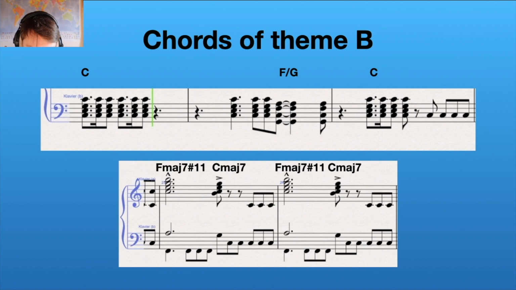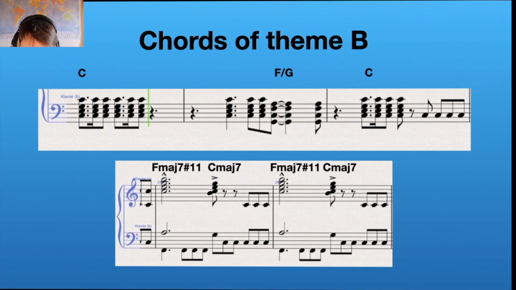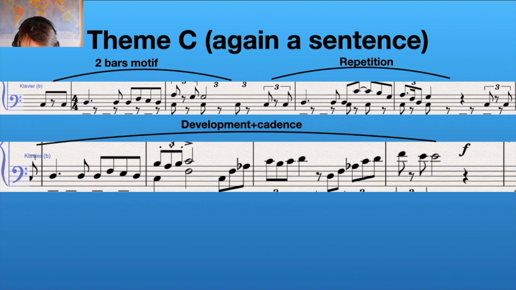In bar 5 we have the extended subdominant chord, F major, with a couple more thirds stacked on top, making it an F major 7 sharp 11 chord, followed by the C major 7 chord. Theme C starts out as a melody in the tenor range, played by the violas and cellos of the string section, while other bass instruments are playing the pedal note C and quarter notes.